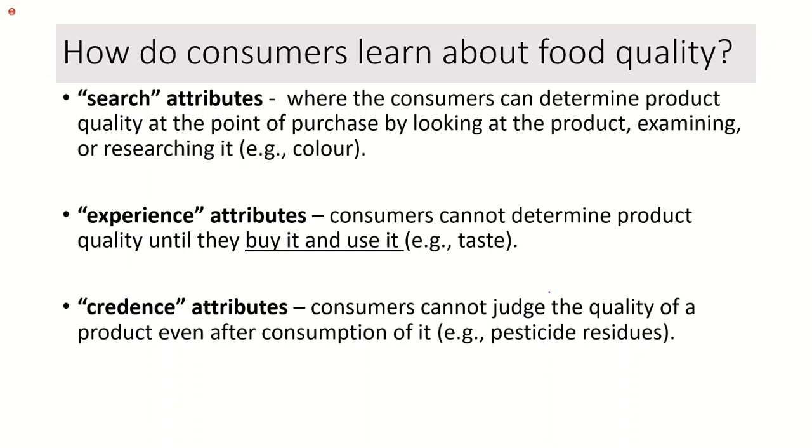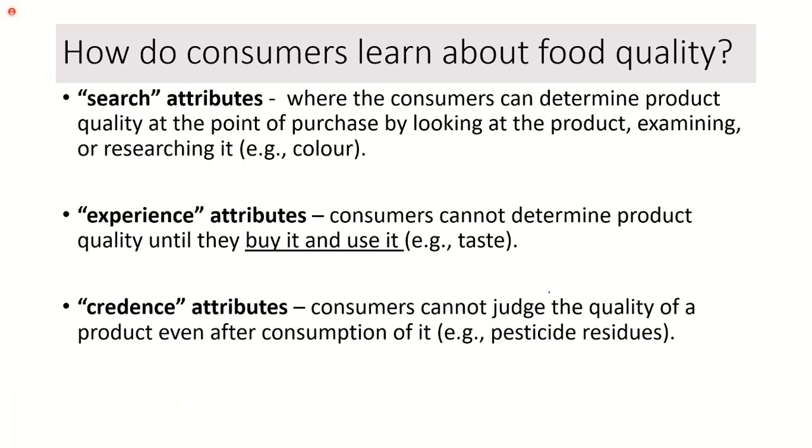The second type is called experience attributes, meaning the consumer cannot determine the product quality until you buy and consume it. For example, taste, right? Let's say those flavored milk cartons, small ones, or fruit juice bottles. Unless you taste it, you can't say anything about the quality. If you have been buying the same brand for some time, you know the quality of it. But if the taste is different, if you feel that it's spoiled, then there's a problem with the quality. So those are called experience attributes. You have to consume to determine the quality.